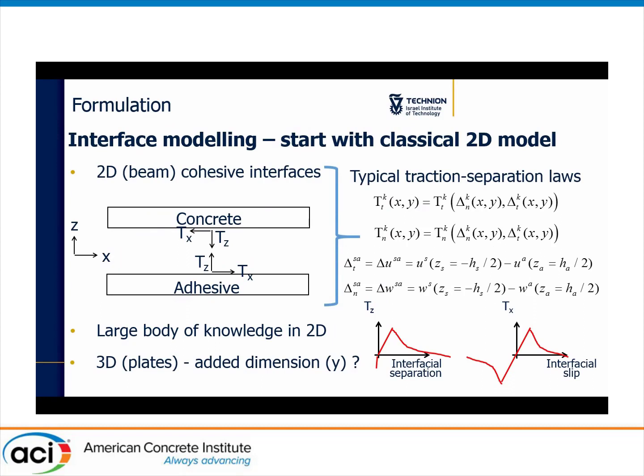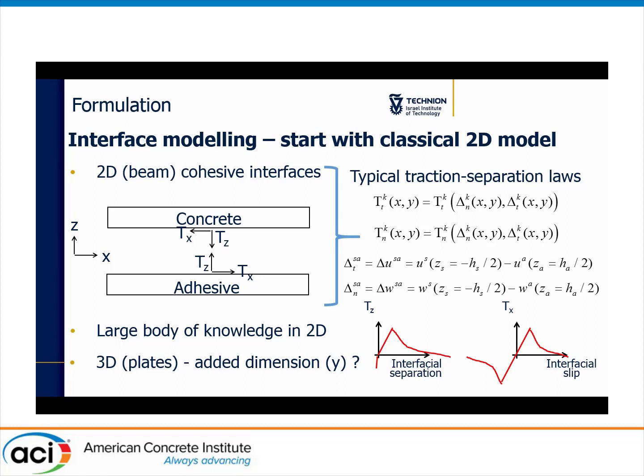Okay, if we want to talk about the interface modeling, we start with classical two-dimensional interface models, which are known from beam models. Essentially, as I mentioned before, what they do is define the interfacial tractions. In the case of beams, it is the peeling traction and the tangential traction Tx as function of the corresponding displacement jumps across the interfaces. Typically, they look like this for the peeling traction, Tz, representing the debonding, and for the tangential traction, they look something like this.